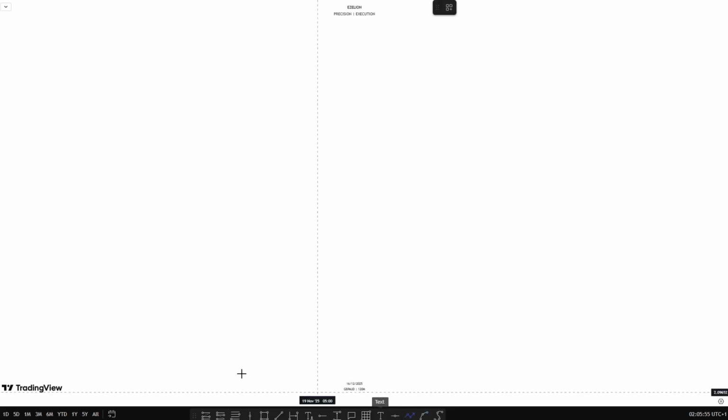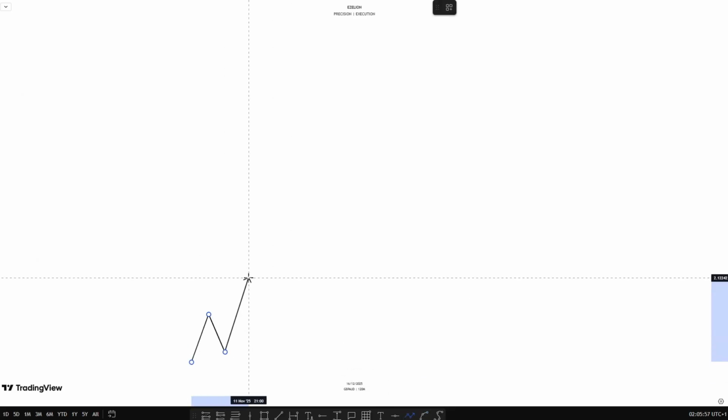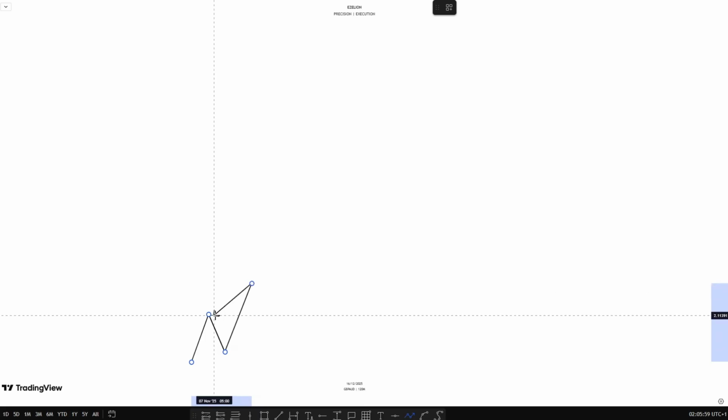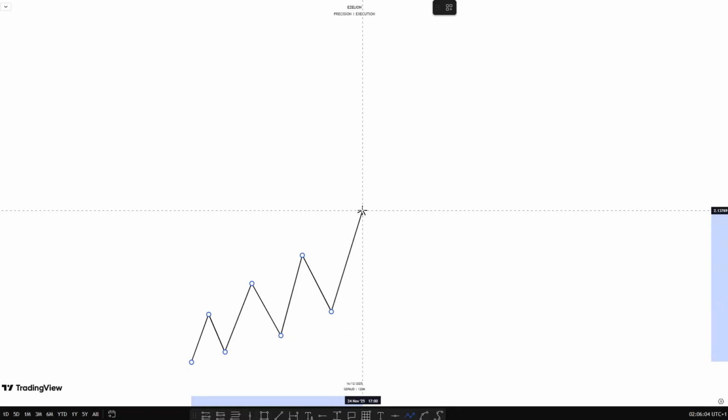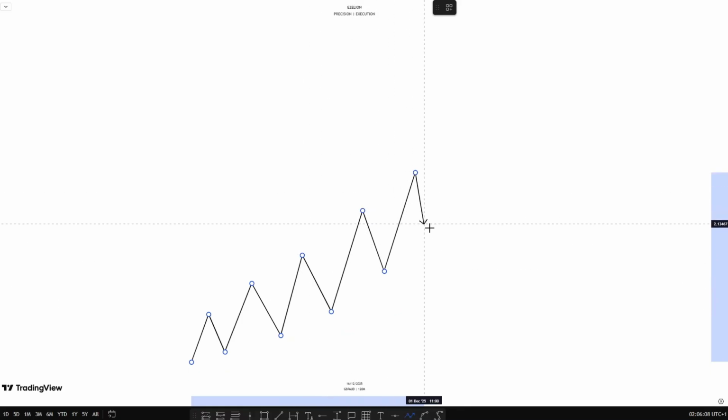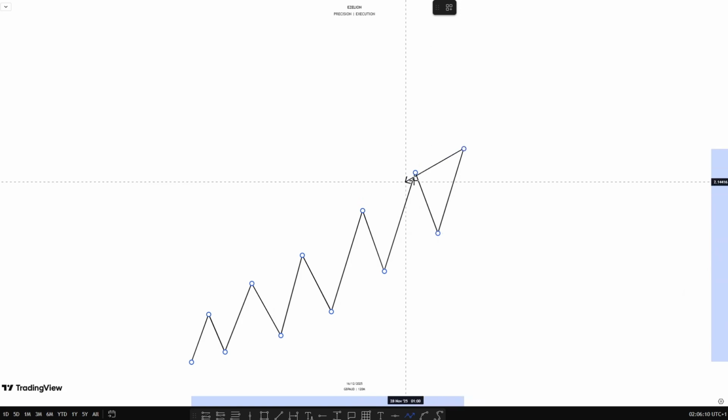This is a break of structure. You can see this is a break of structure. This is a break of structure here. This is a break of structure, and another break of structure.